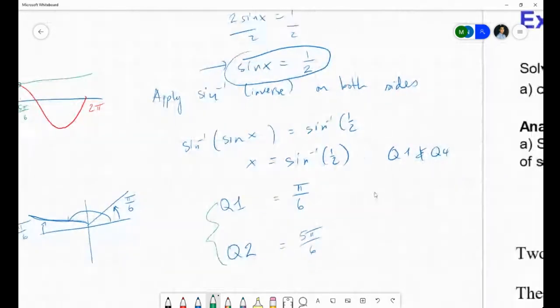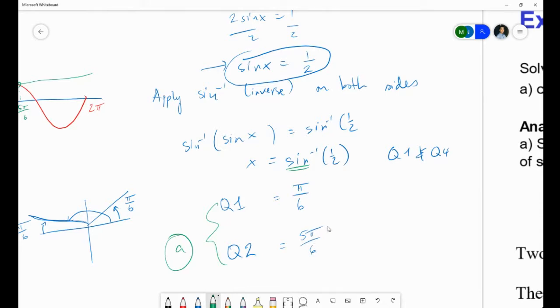Again, I'd like to remind you that whenever you are applying sine inverse, it will only return one value. You're going to take that and reflect it to the other quadrant where it also has that same value. If this was negative 1/2, then you're going to have it in quadrant 4 and quadrant 3. Okay, so this solves part A. We have two solutions, pi over 6 and 5 pi over 6, for the first cycle.